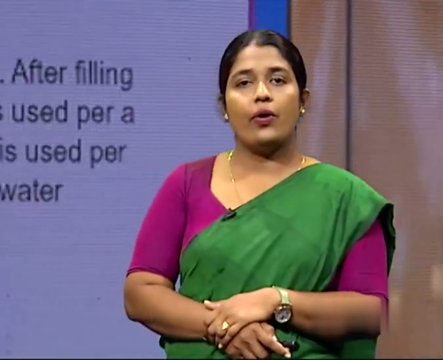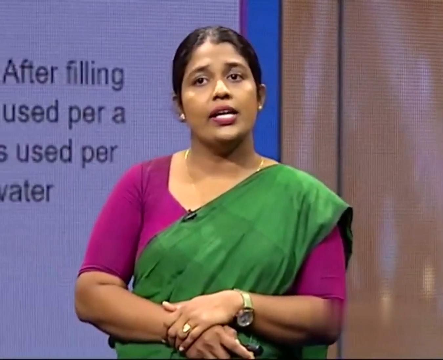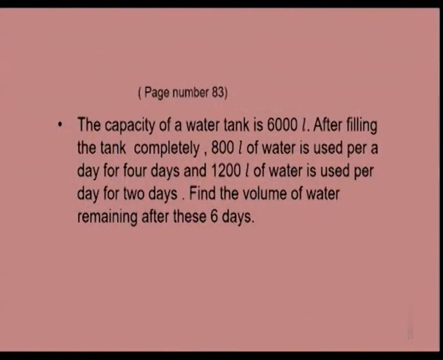Now, we are going to discuss another question. The capacity of a water tank is 6000 liters. After filling the tank completely, 800 liters of water is used per day for 4 days and 1000 liters of water is used per day for 2 days. Find the volume of water remaining after these days.